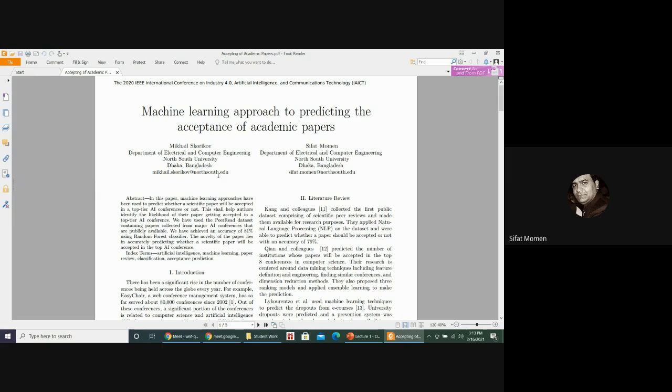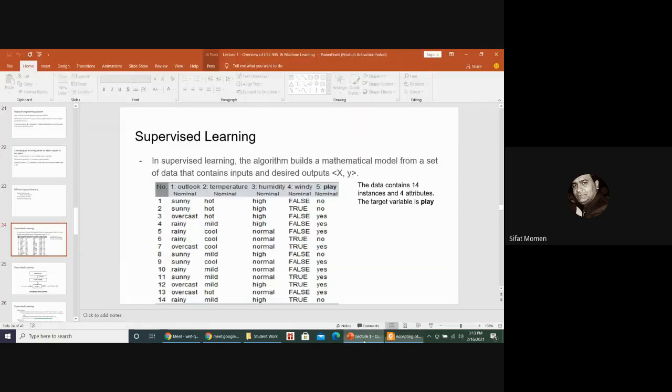So does this seem like supervised or unsupervised? Supervised. Why is it supervised learning? Because for each paper we are giving the correct output. The correct output is yes, it is accepted, or maybe it is not accepted. Am I correct? Clear? Yes, sir.